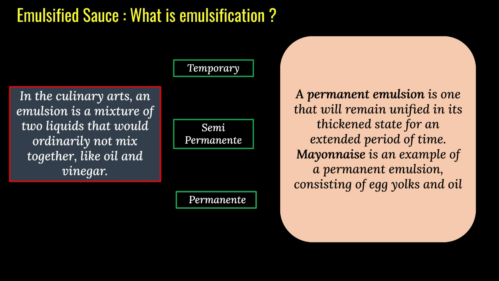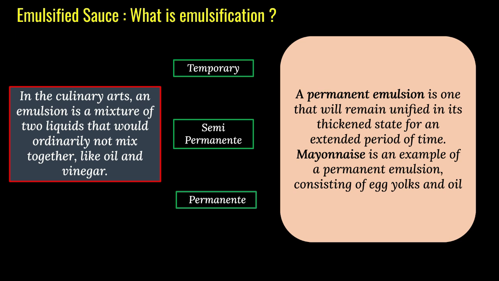Why is it called a permanent emulsion? Because it will remain unified for a prolonged period of time. There should not be any separation. So let us come back to the basic knowledge of emulsification. One is temporary: within a short span of time, the two liquids will separate. Semi-permanent: this emulsification will hold for a couple of hours, like the hollandaise sauce. And the permanent one, a good example is mayonnaise, which can be retained for a prolonged period of time in a unified manner. So these are the three basic types.